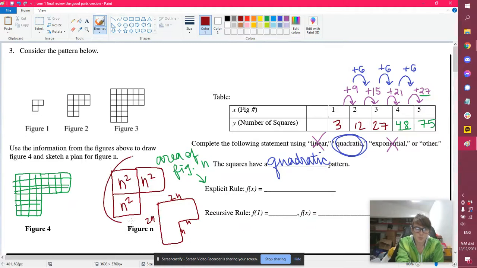All right, this first one, the area is going to be n squared plus n squared plus n squared, which gives me 3n squared. I'm actually going to go with x because my question has it framed in x's.